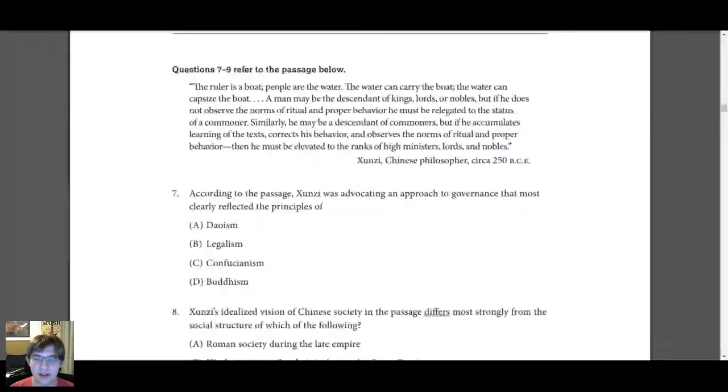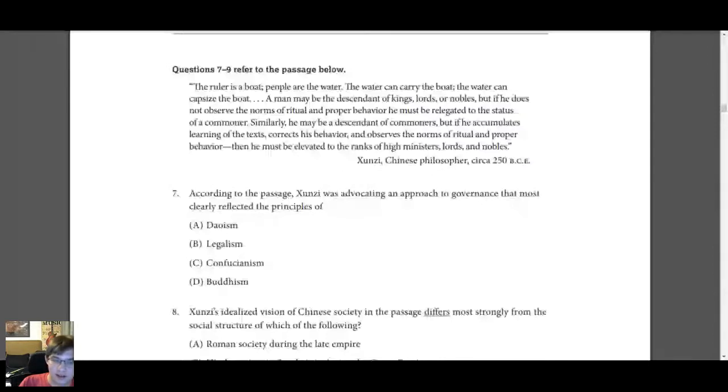According to the passage, Xunzi was advocating an approach to governance that most directly reflected the principles of C, Confucianism. You're all correct. So Buddhism, we can see they don't talk about Buddha. They don't talk about material goods. It just doesn't match, right? Taoism, when you're looking for an answer for that's Taoism, you're going to see stuff like opposites, nature, yin and yang, stuff like that. And legalism, you're going to see basically kill everyone who breaks a law. That's basically legalism in a nutshell.